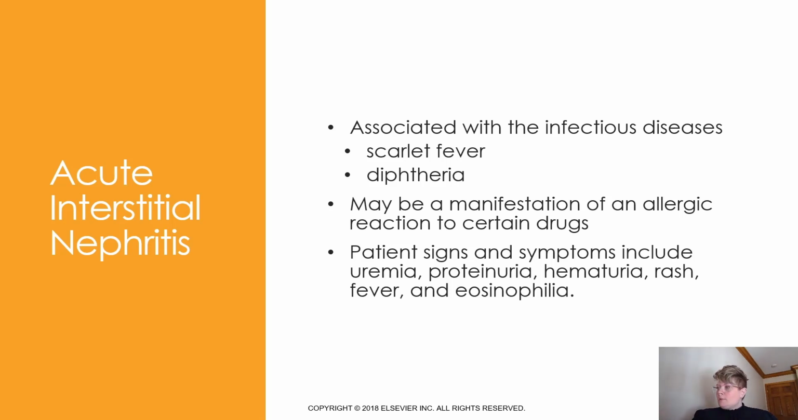As far as symptoms go, these patients are going to have uremia, proteinuria. So uremia is, I believe, nitrogen in the urine, protein in the urine, blood in the urine. Then they're probably going to have a rash, possibly a fever, and then eosinophilia as well. Eosinophils are another type of white blood cell.